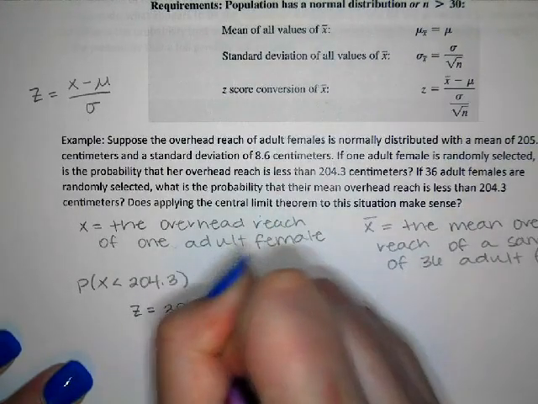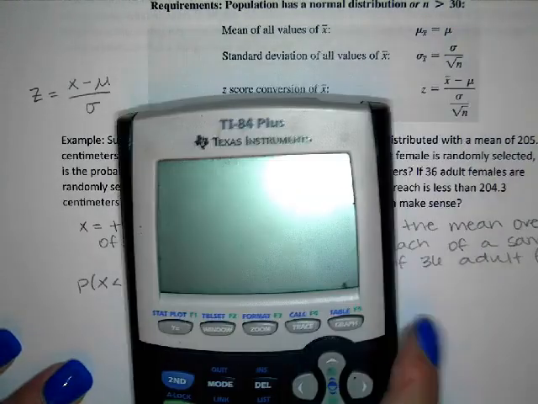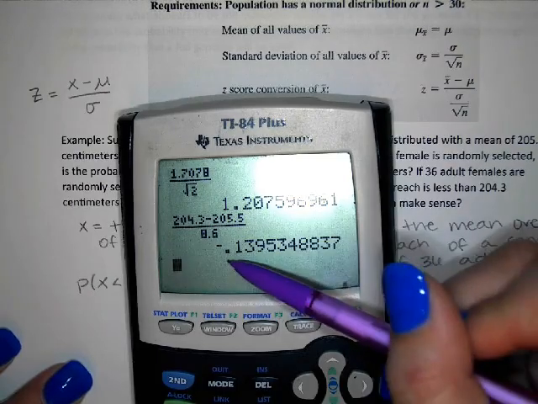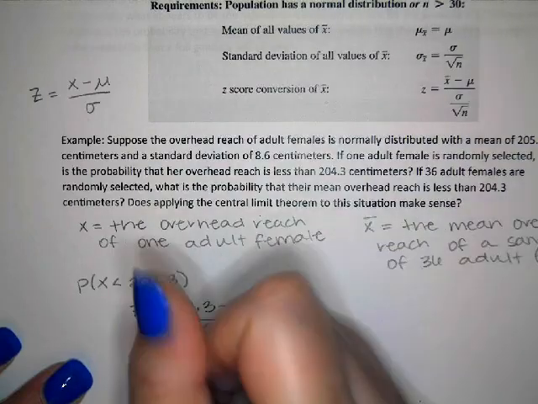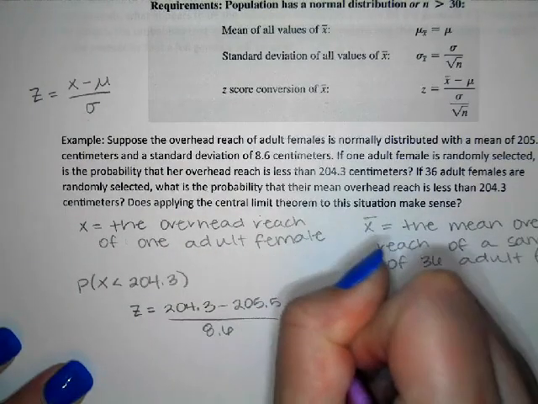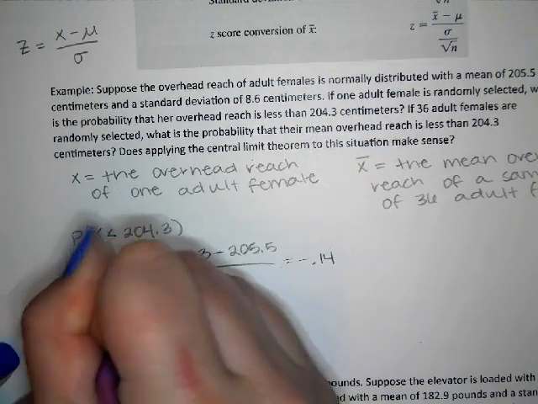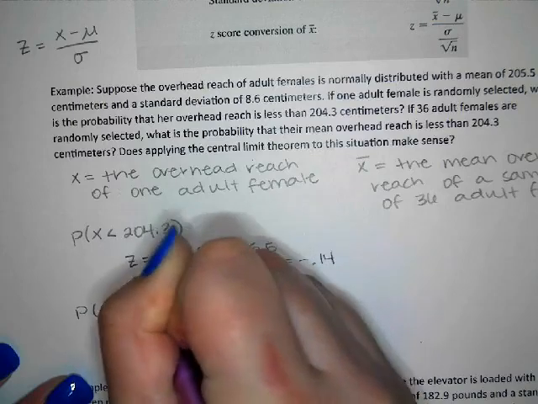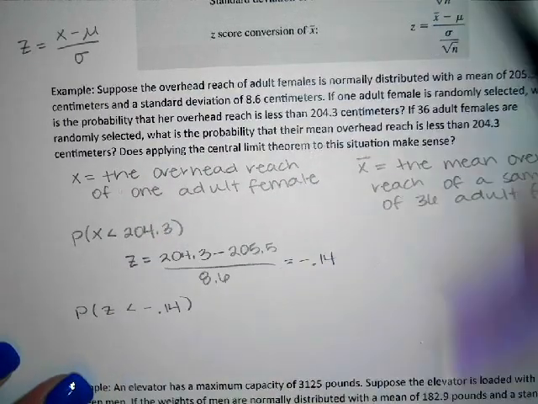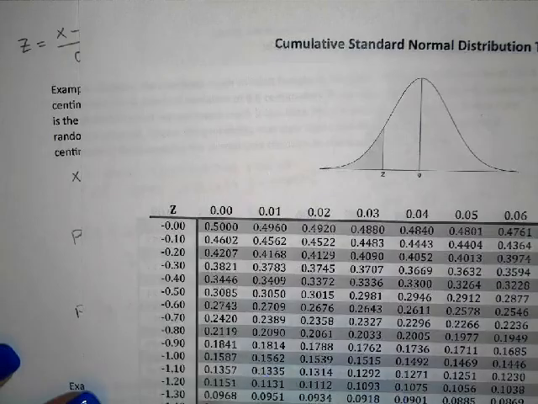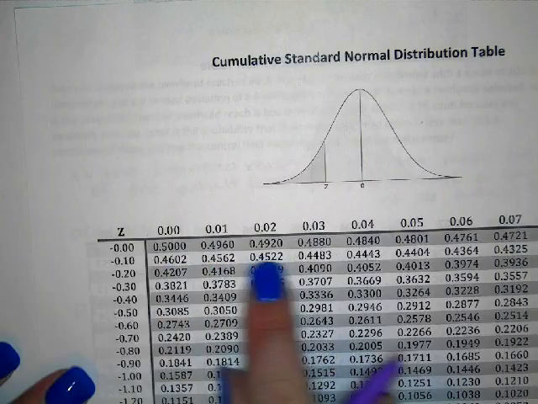Okay, so I can type that in. 204.3 minus 205.5 over 8.6. So the z-score is negative 0.14. And so now that I've standardized this problem to a variable of z, I can grab my standard normal distribution table, look for negative 0.14, 0.4443, and that's the probability.